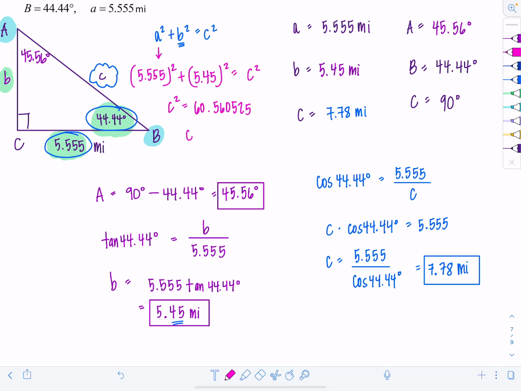You don't need plus or minus. So c is 7.78. I have a 2, but if we round to only 2 decimal places, we get the same answer. But remember, this was 7.780, which I trust more. Why do I trust it more? Because remember, this number was rounded. Where here, when I computed c, none of these values here were rounded.